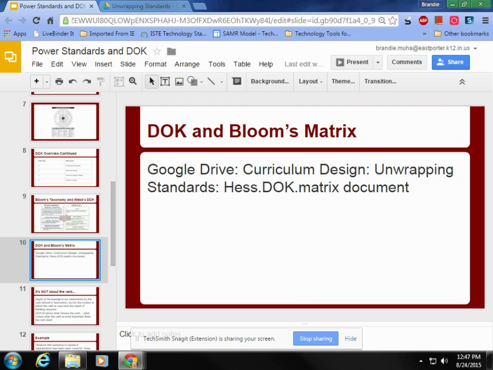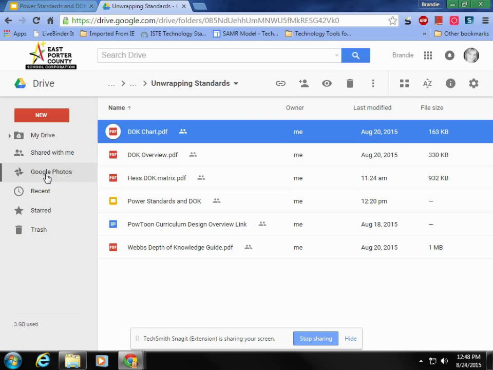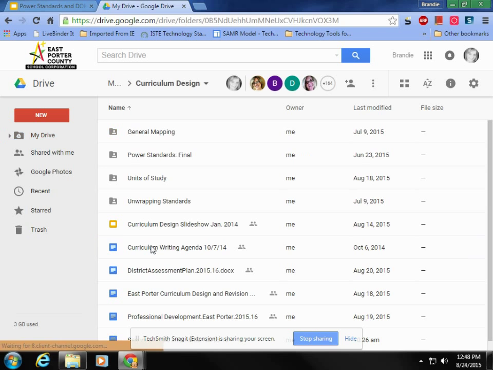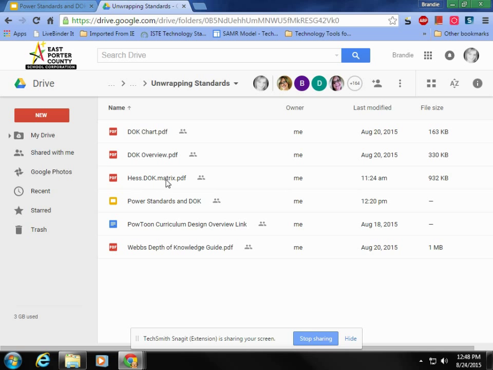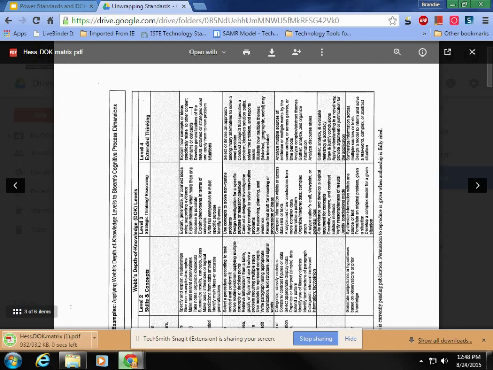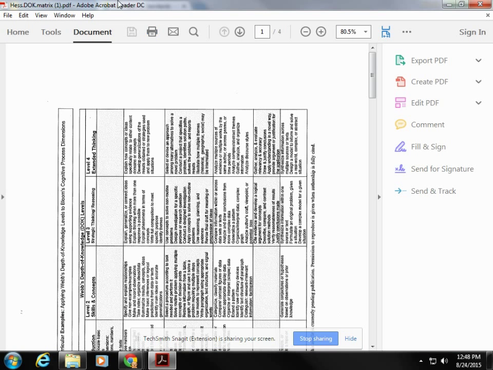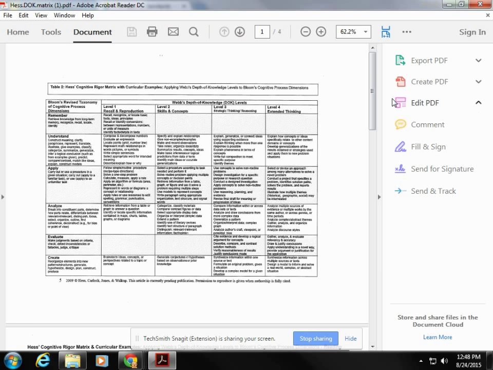We're going to go into our curriculum design folder and access a DOK matrix document. You can pause the video here to find it, but let me show you where that would be located. It's going to be in your curriculum design folder under Unwrapping Standards, and it's the Hess DOK matrix. Okay. You can print this out to look at. I'm actually going to download mine, and then I'm going to rotate so I can take a better look at this.